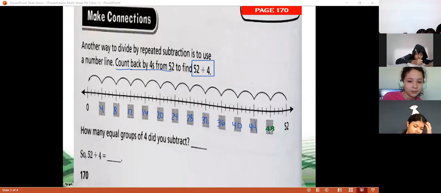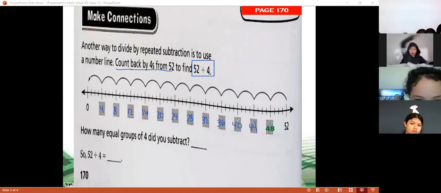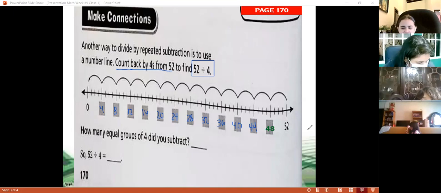52 minus 4 is 48. 48 minus 4, 44. 44 minus 4, 40. By counting back, using a number line. This is a number line. That is another way to represent or to show the subtraction, as in the previous one that we were subtracting using the normal method or by using this number line.